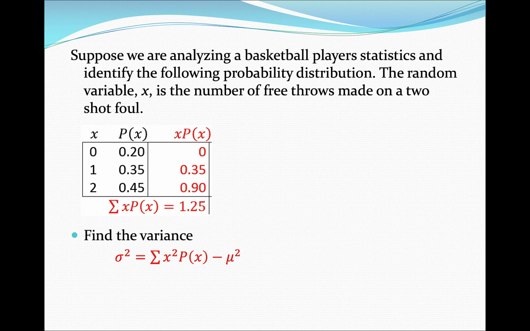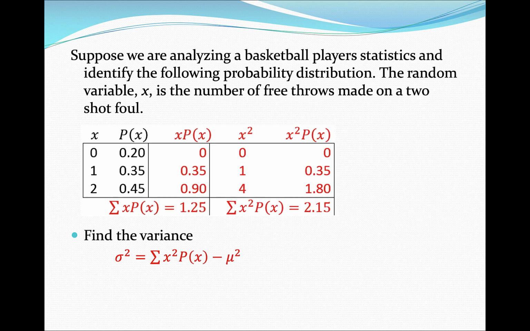Order of operations would tell us first we need to square our x values. Then once we square the x values, we need to multiply those x squared values by p of x, and then we sum. I usually create a couple columns here. I just create a list of my x squared values because that's what I need to do first. So you just square x: 0 squared is 0, 1 squared is 1, 2 squared is 4. That gives you your x squareds. Then you need to take x squared times p of x. If you lay it out like I did here, make sure you're careful and you multiply the right columns.